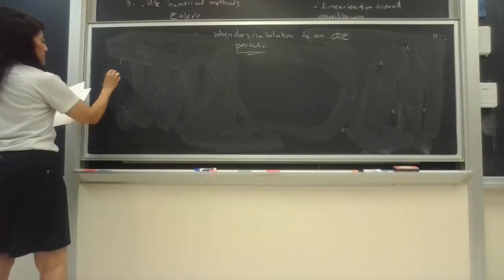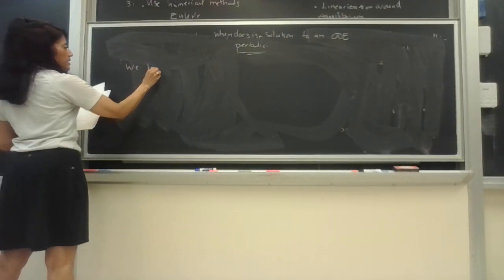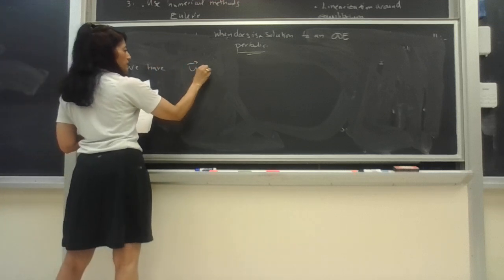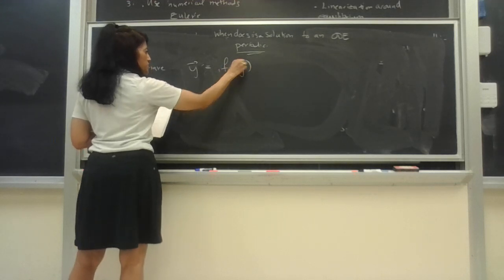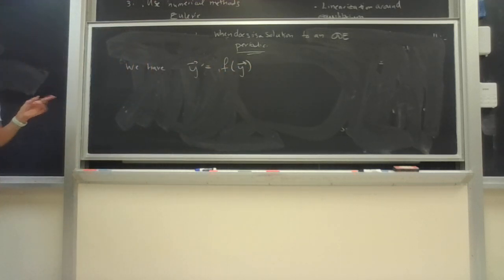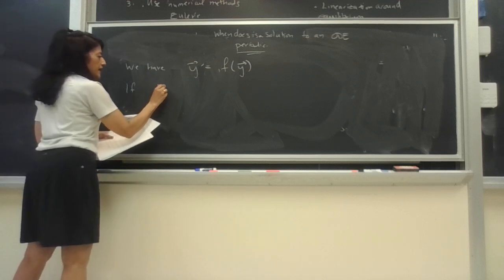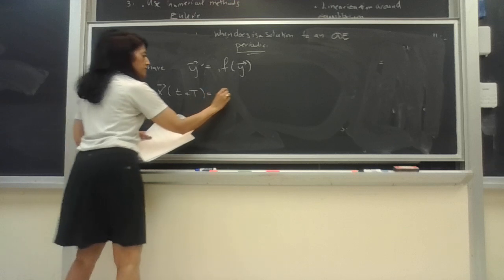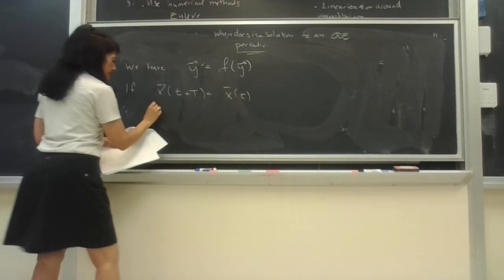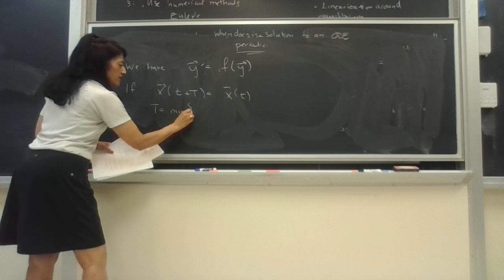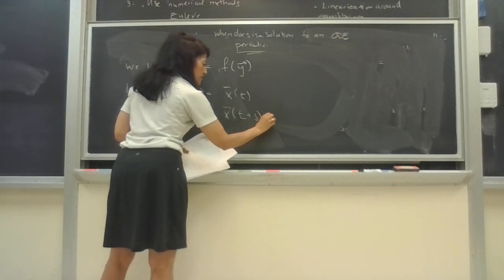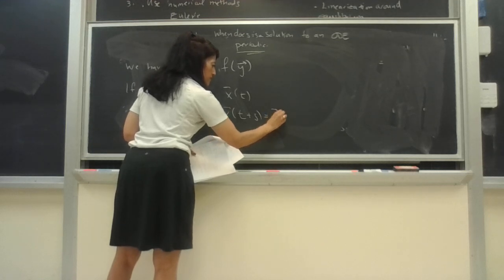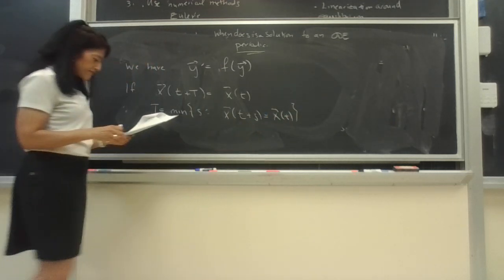So what's a definition? We start out with a differential equation. Let's just do non-autonomous, autonomous. If it's non-autonomous, it gets harder. If x of t plus T is equal to x of t, and T is the minimum of all s such that x of t plus s equals x of t. That's not how your book has it, but they say it.